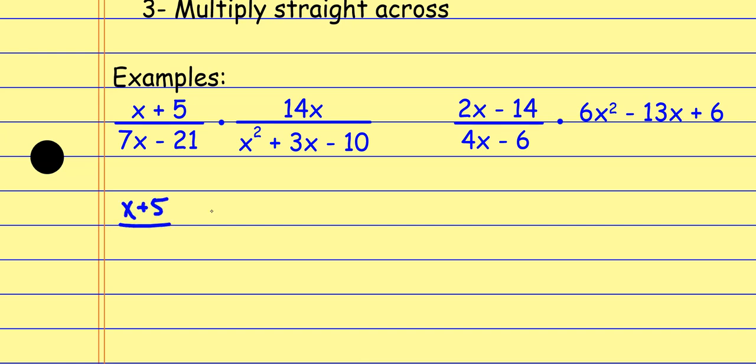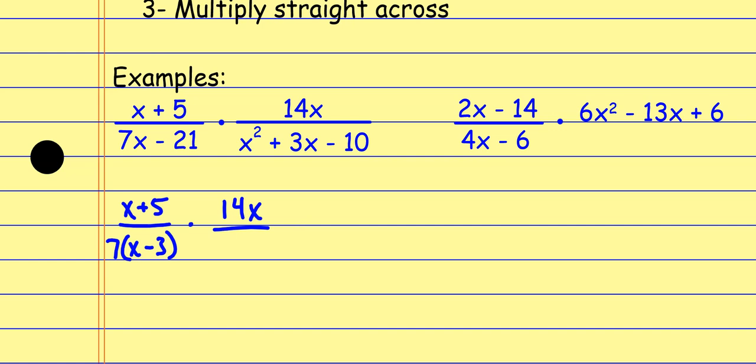And then look at that denominator, the 7x minus 21. I can factor that. It has a greatest common factor of 7, so I factor a 7 out. Leaves me with an x minus 3. Over here, again, the 14 and the x, I just leave as a 14x. I can't really factor that any further.